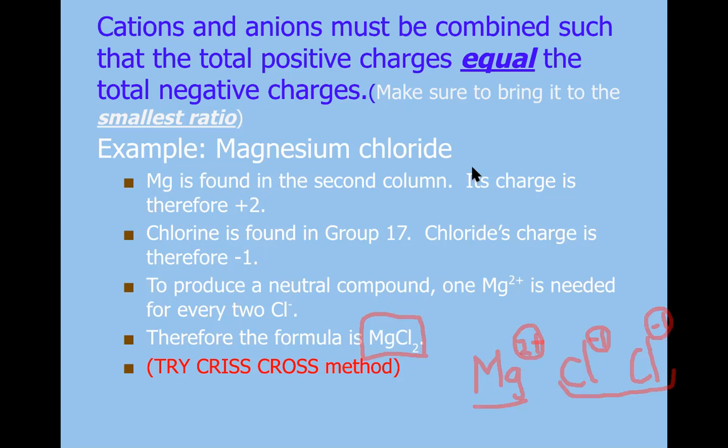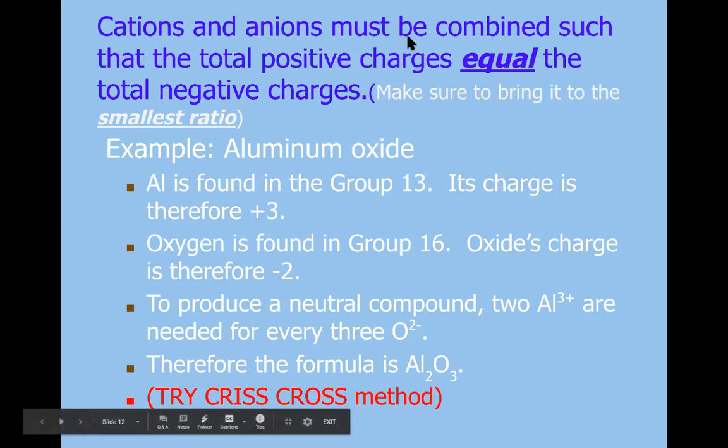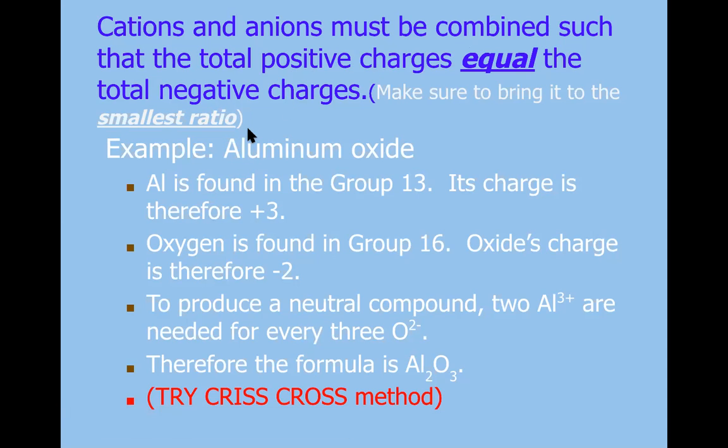We will see one more. And there is a shortcut method. You want to know what the shortcut method is? Yes? Okay, with the next example, I'll show you the shortcut method. Aluminum oxide. Now you know the logical way with the first and second examples. Now I'm going to show you a shortcut method, which is also called the crisscross method.